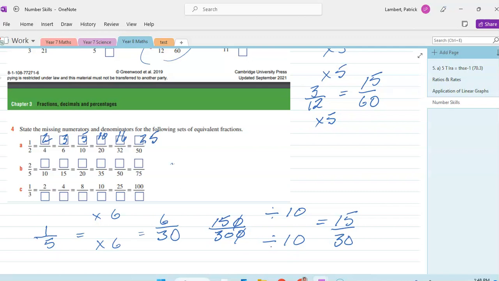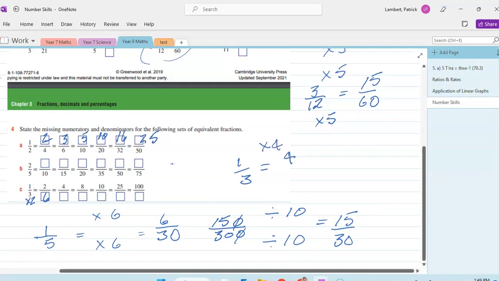Let's have a look at this here, an equivalent fraction. That's multiplied by 2. 2 times 1, so therefore multiply by 2. That gives me 6. In the 1/3 equals 4 over something. So that's multiplied by 4. So this has got to be times 4. So it's 4 on 12. And here, 1 on 5.